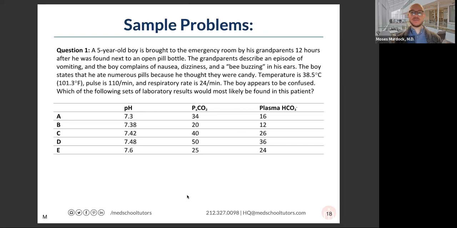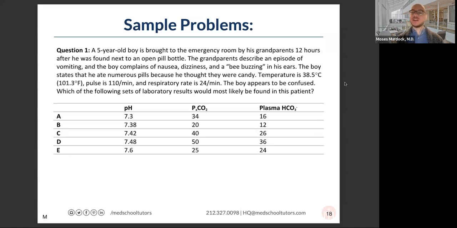Cool. So folks, here is where we really want you to continue being interactive. I'll read the question, give you all a chance to think, and then I'll pose a series of questions to help lead us to the right answer. So here we have a 5-year-old boy brought to the emergency room 12 hours after he was found next to an open pill bottle. There's some key symptomatology here: nausea, dizziness, and a quote, bee buzzing in his ears. The boy states he ate numerous pills because he thought they were candy. So he has a fever, he's tachycardic, he's tachypneic, and appears confused.